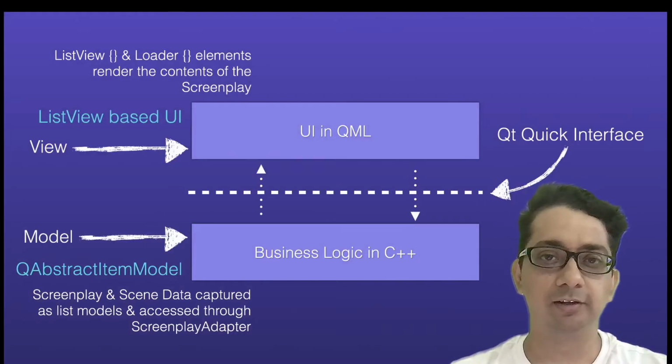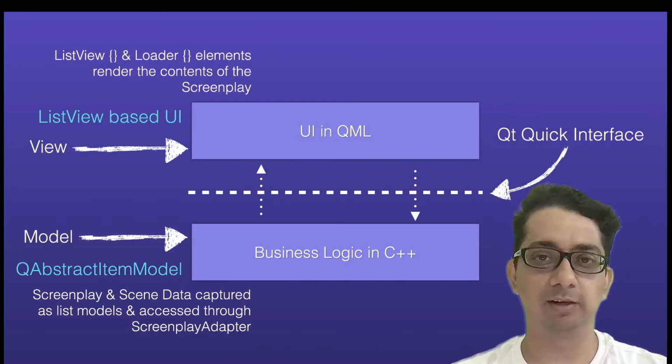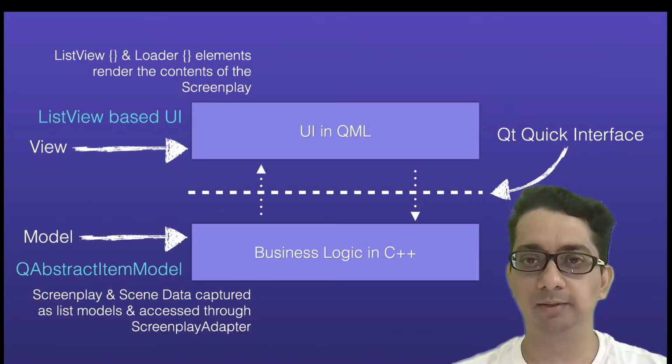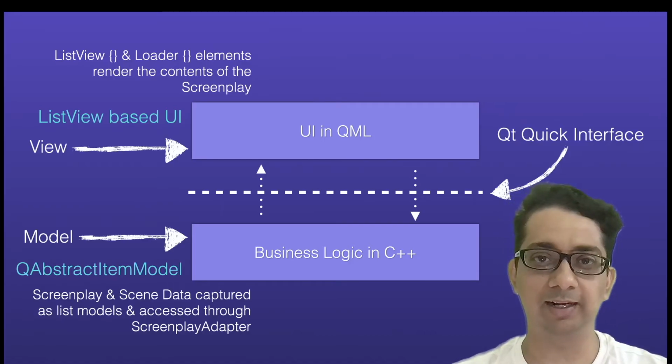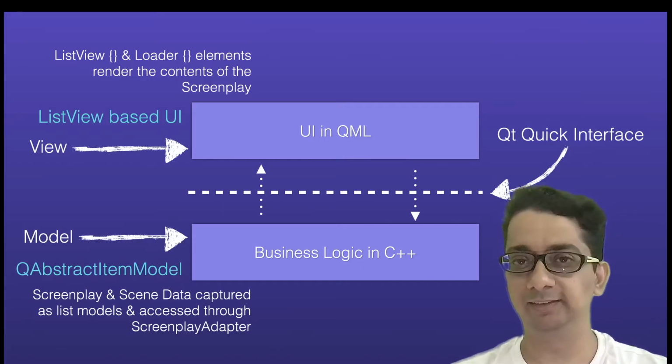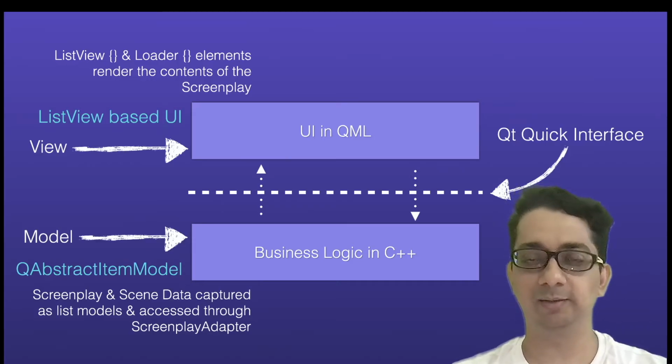So in this feature, we are making use of a specialized model class, which is the QAbstractItemModel. The screenplay and scene data is captured as list models and are accessed through the screenplay adapter class. All of these are implementing the QAbstractItemModel interface. So this is in C++ and it makes up the model aspect of this feature.